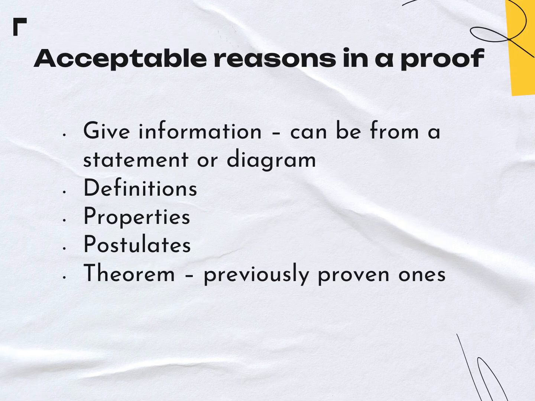Okay, so these are acceptable reasons in a proof. The first reason could be the word given, and that's going to be whatever information was given to you. And then following that first statement and that first reason, your next reasons will be either definitions, properties, postulates, or theorems. Now notice what I put on here: previously proven ones.